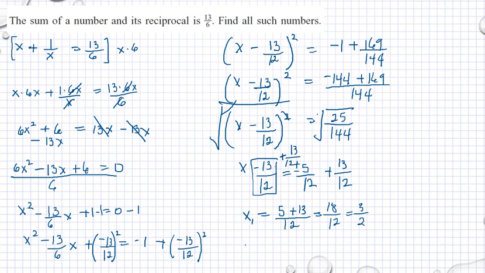And we have the other possibility, which is negative 5 plus 13 divided by 12, that is 8 divided by 12, that is 2/3. You can check if these values are correct. You can always check that. For example, we're going to check by this value.